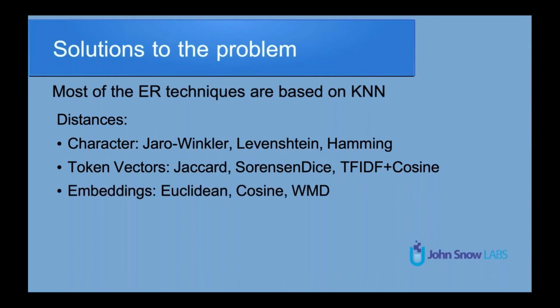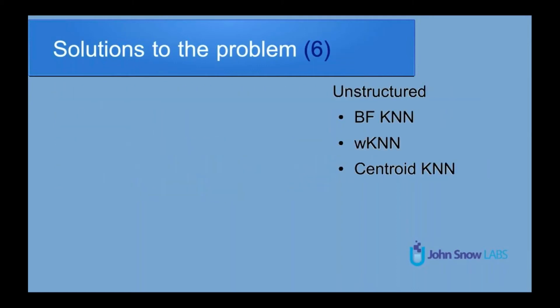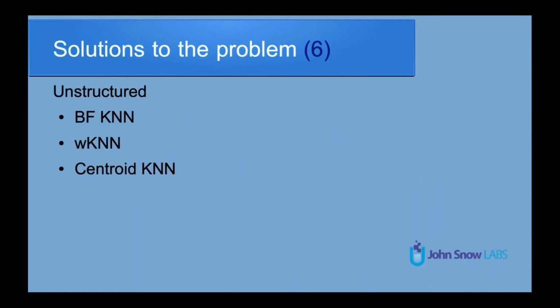And then we have the embeddings based ones, which are the most scalable ones and the ones that we really use, which are Euclidean, cosine, and word mover's distance. Euclidean and cosine are very straightforward. Word mover's distance, we won't be covering that one, but it's the most accurate one in terms of document similarities.